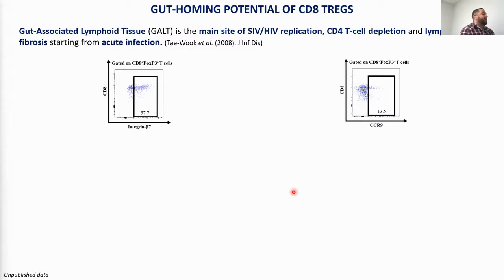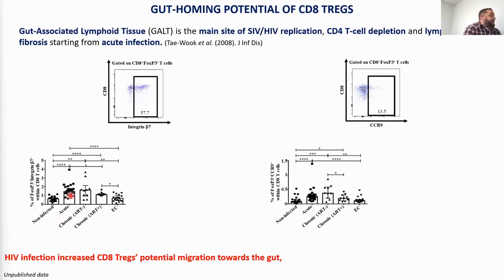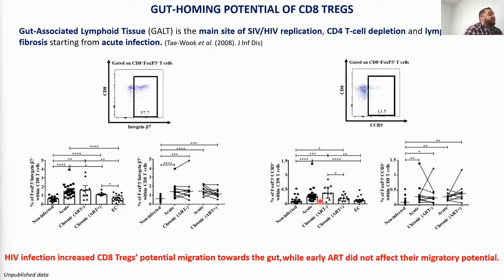For that, we evaluated the expression of two well-known markers of homing migration to the gut, in this case, integrin beta-7 and CCR9. We observed an increase in both integrin beta-7 and CCR9 positive CD8 Tregs during untreated HIV infection. So that means that the potential migration towards the gut of CD8 Tregs is increased during untreated HIV infection, and no difference was observed between elite controllers and non-infected individuals for both markers. And earlier treatment initiation failed to reduce or to normalize the frequency of both subsets.